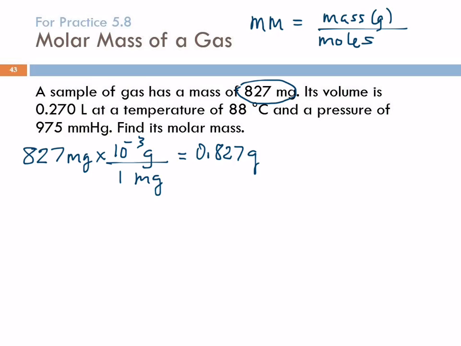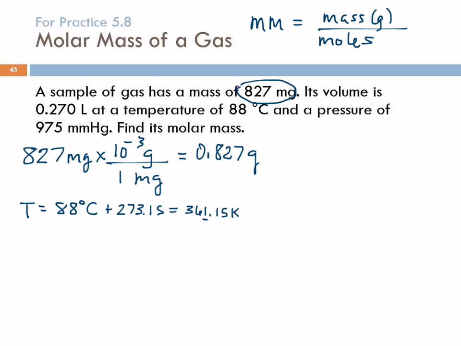We've got 88 degrees Celsius, that's the temperature. Is that a good unit for gas law problems? Celsius? No. Just kidding. Kelvin. We've got to change it to Kelvin. So we're going to add 273.15 plus the 88. There we go, 361.15. That's the temperature in kelvins.